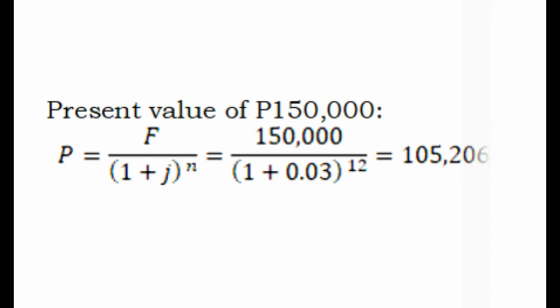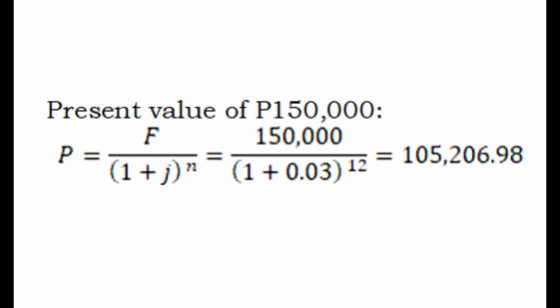Now, to solve for the present value of this 150,000 pesos, we need to use the formula we have learned before in our previous video lessons. We have P equals F over (1 plus j) to the n. By substitution, we have 150,000 divided by the quantity 1 plus our j, as given in the problem, 0.03, close parenthesis, raised to the 12th power as our n. Okay, that's derived from m times t.